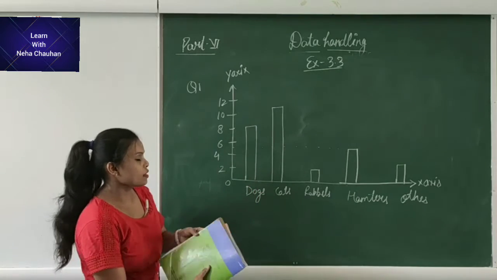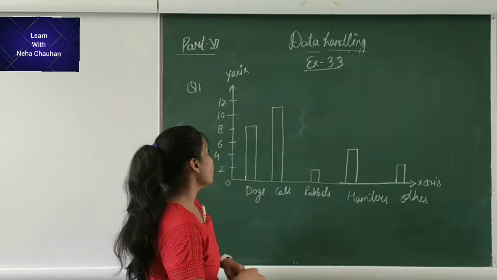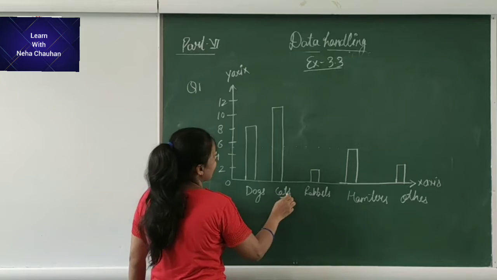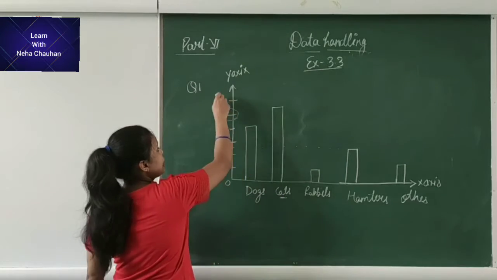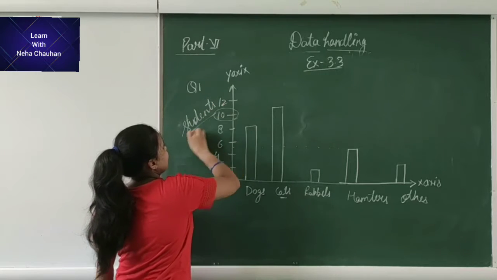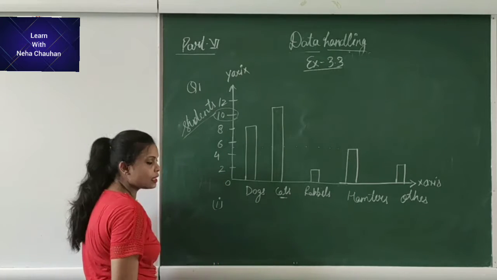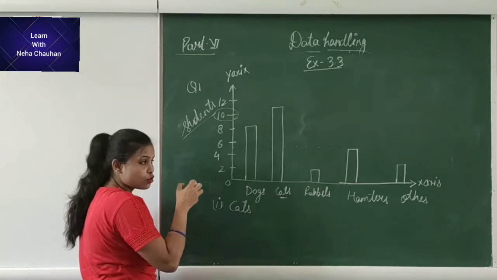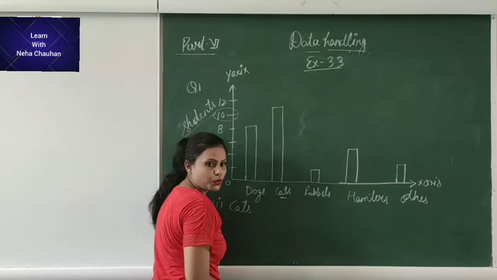Alright. Now the question is, which is the most popular pet? So we can see in the graph that cats are owned by 10 students. That is the maximum value of the students that own pets, right? So for part 1 the answer will be cats. And why is it so? Because cats are owned by the maximum number of students.